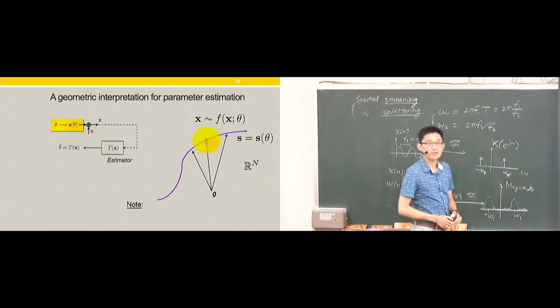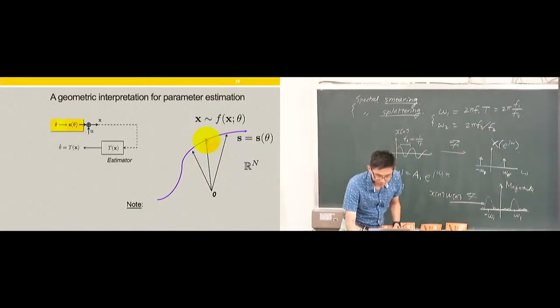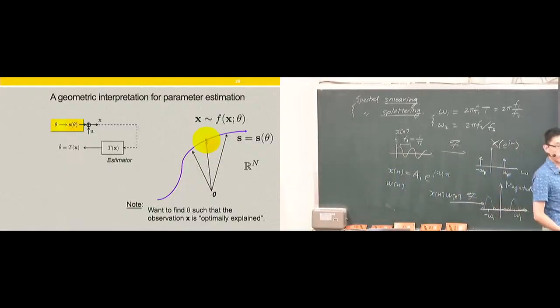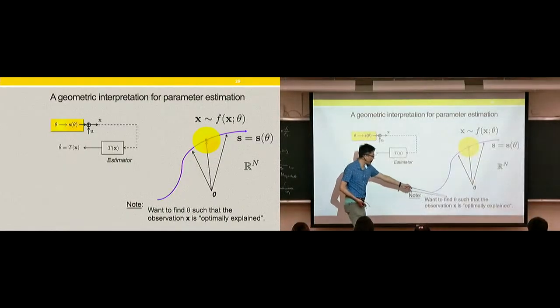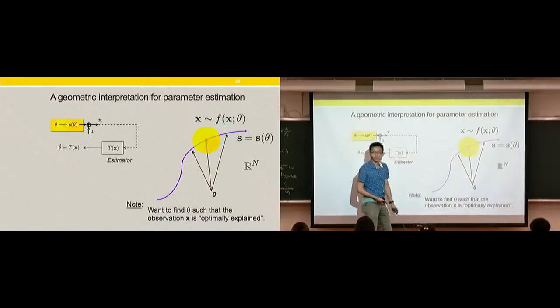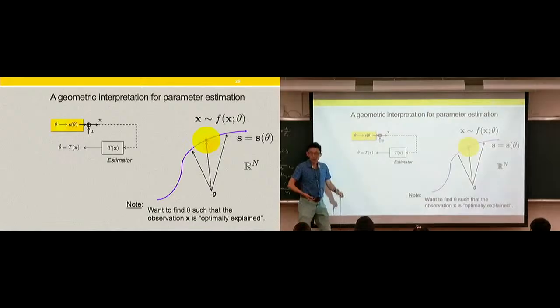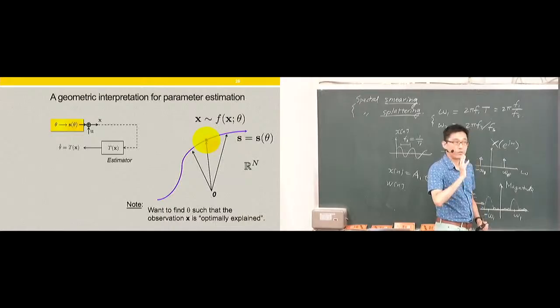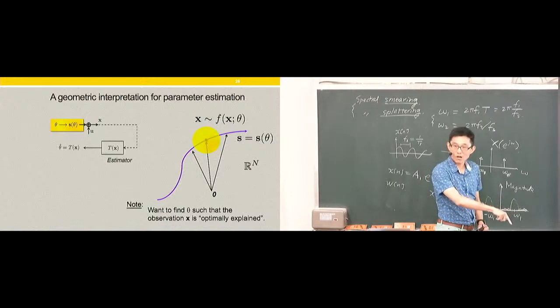Okay? Nice, very nice choice of variables. So now our task of constructing an estimator becomes to find theta such that the observation X is optimally explained. Which theta best explains your observation? That becomes the way we look at it. You're given a piece of signal. Now, which telephone button best explains our observation? Okay?